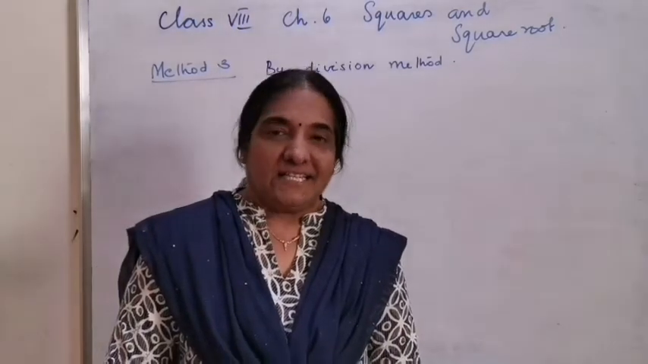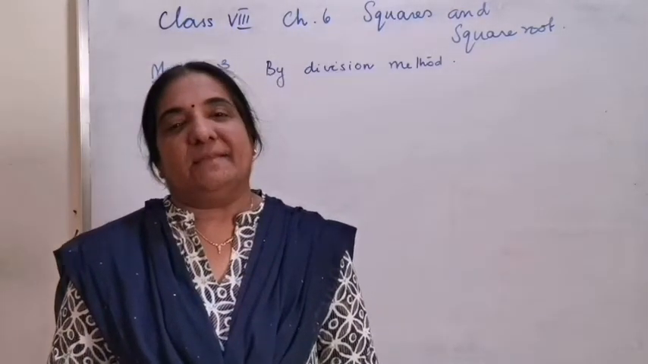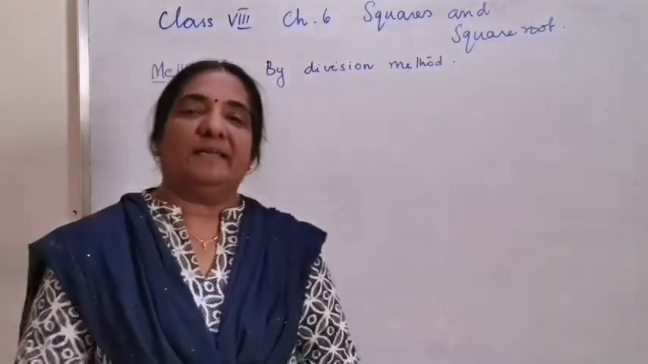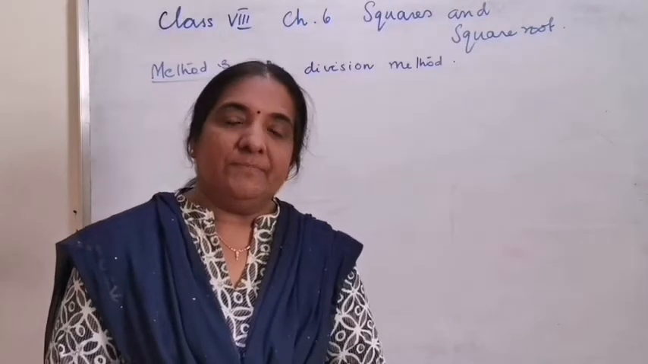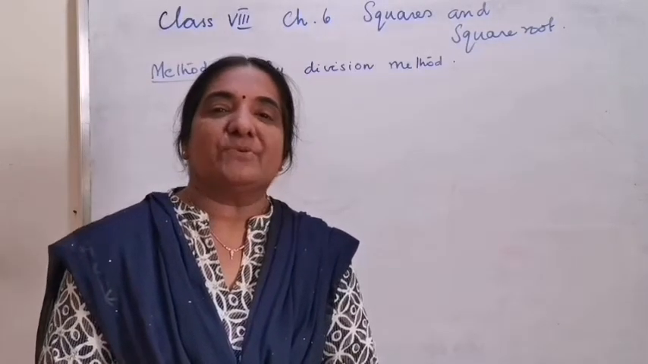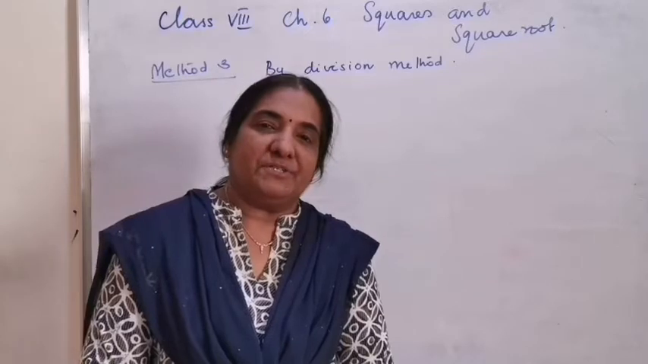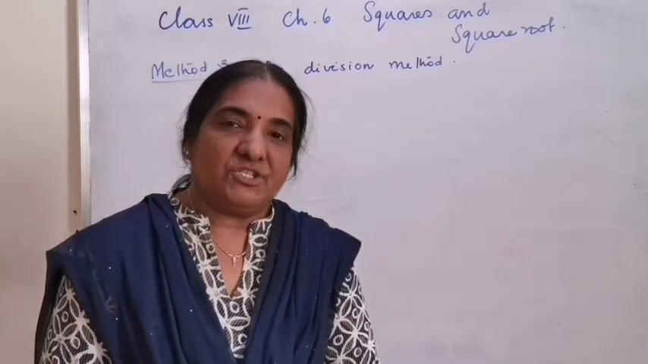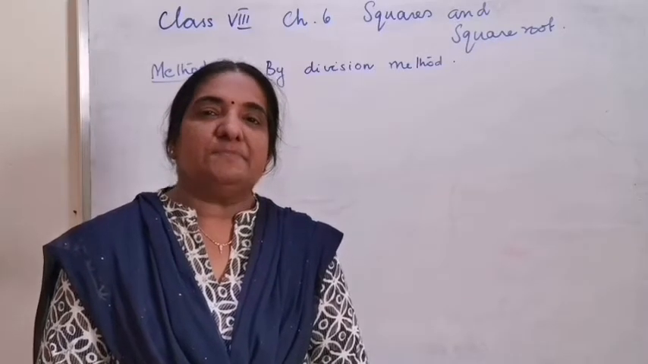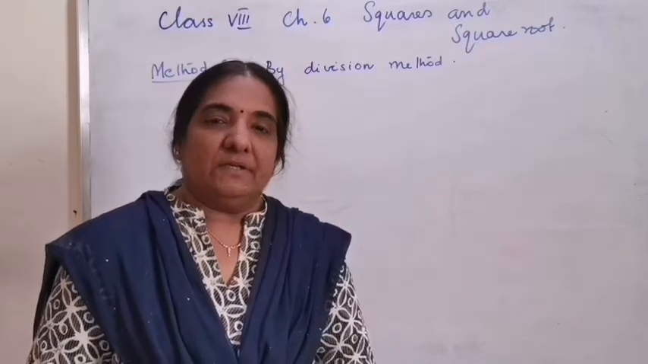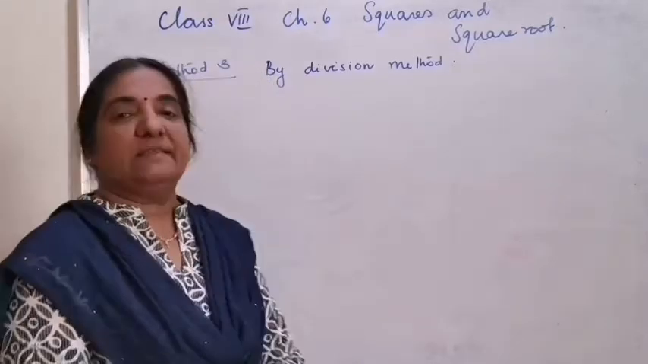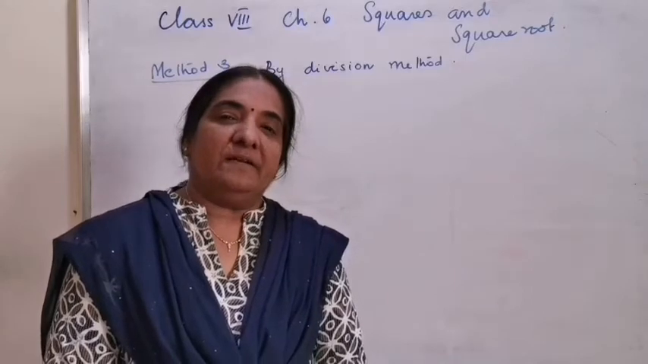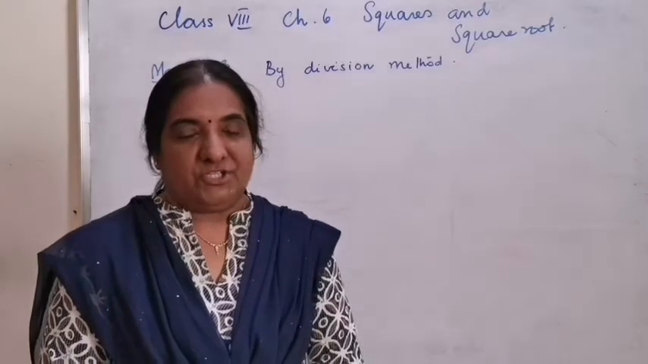Children, the third method by which square root can be found is called the division method, or long division method. When you observe the pattern of finding square root by repeated subtraction and by prime factorization, when the numbers are becoming large, each method is getting lengthier. Let's proceed with the division method, because the division method is useful when the numbers are large.